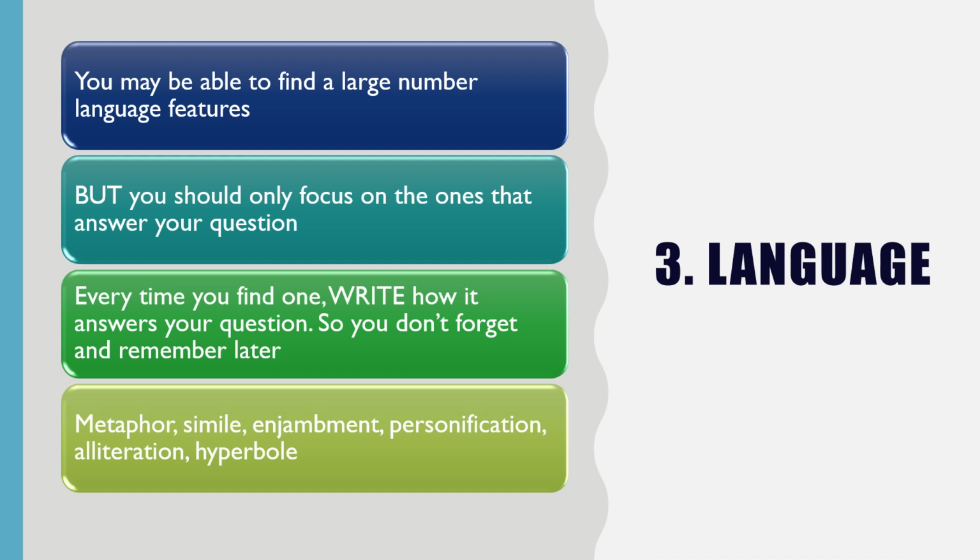You might find a metaphor that answers the question perfectly, but you need to quickly jot down how it answers it. Otherwise, it's a waste of time just writing metaphor next to it. So look at some language features you may want to remember: metaphor, simile, enjambment, personification, alliteration, and hyperbole. Obviously, there are others, but these are the ones that you'll remember off the top of your head.